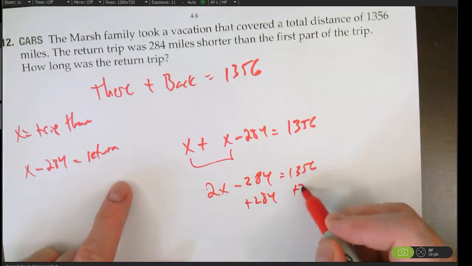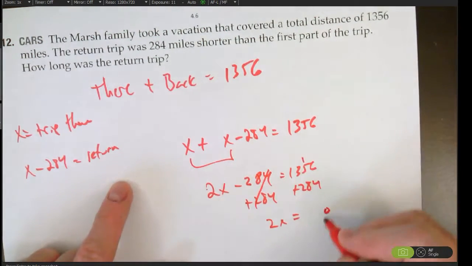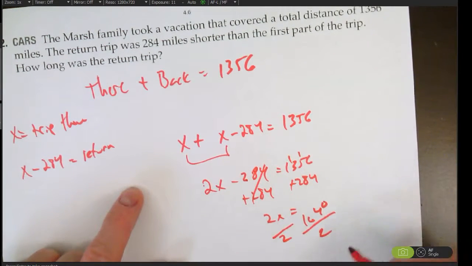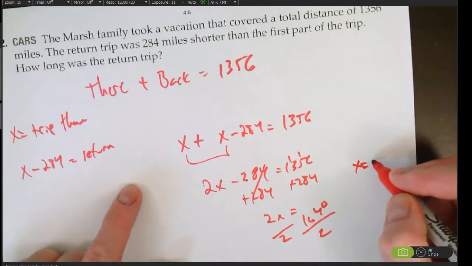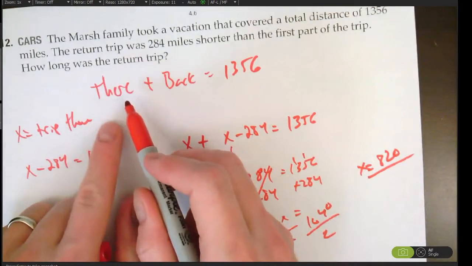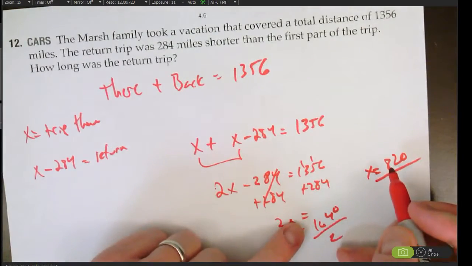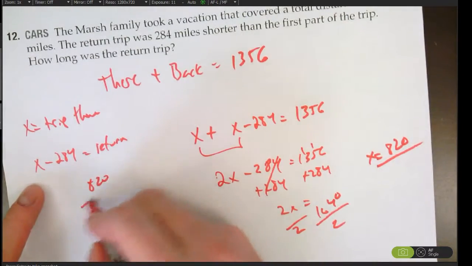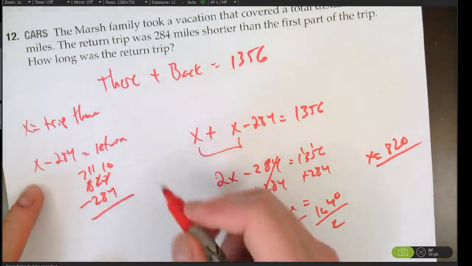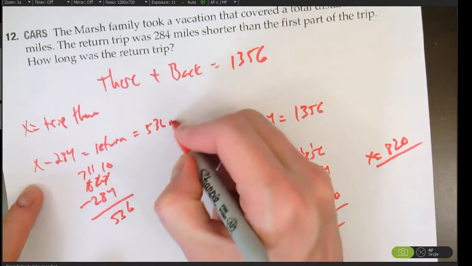Add 284. 2x ends up being 1640. 1640 divided by 2 to solve for x. X ends up being 820. That was the trip length there. The trip back, the return trip, is 284 miles shorter than that. So 820 minus 284 gives us 536. So the return trip was 536 miles.